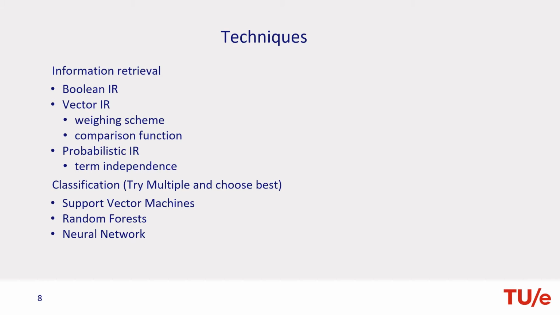For information retrieval, we have three techniques: Boolean IR, vector IR with weighting scheme and comparison function, and the last is probabilistic IR with term independence. For classification, we also have three techniques: support vector machines, random forest, and neural networks. We will try all these techniques, compare the results and choose the best one.